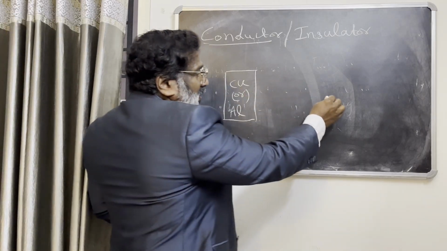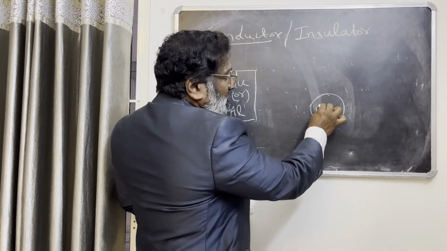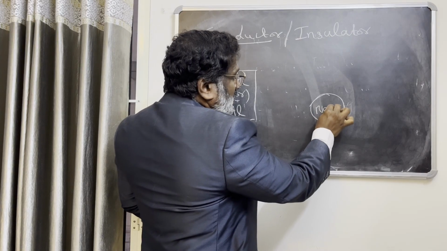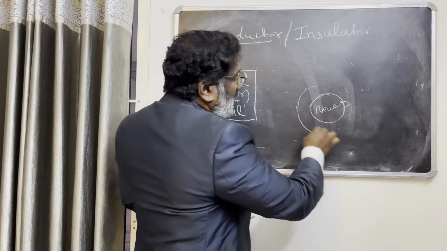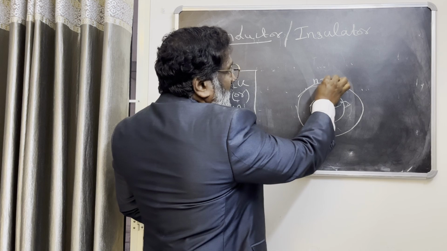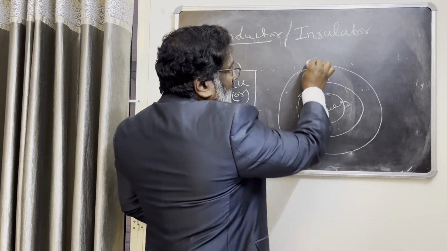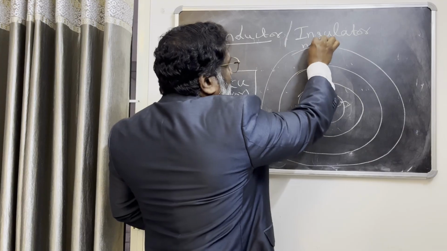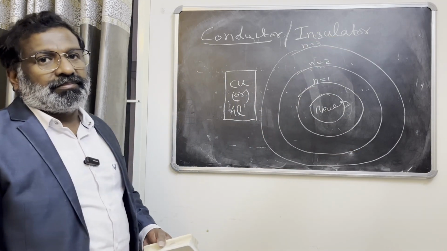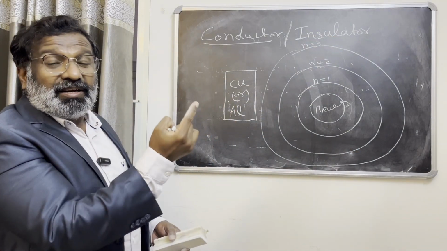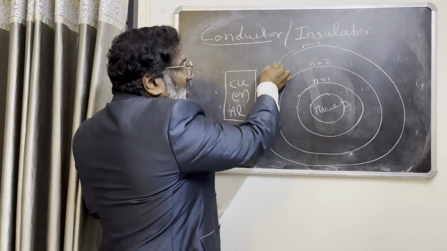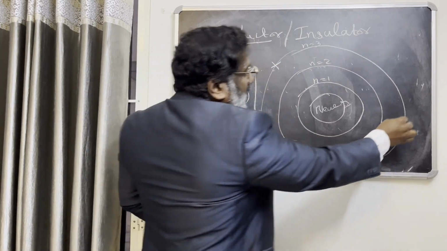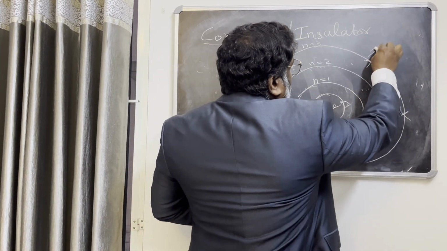As I told earlier, at the center we have the nucleus. Next we will have the first orbit, next the second orbit, and it goes on like that. What are valence electrons? The electrons in the outermost orbit are called valence electrons.